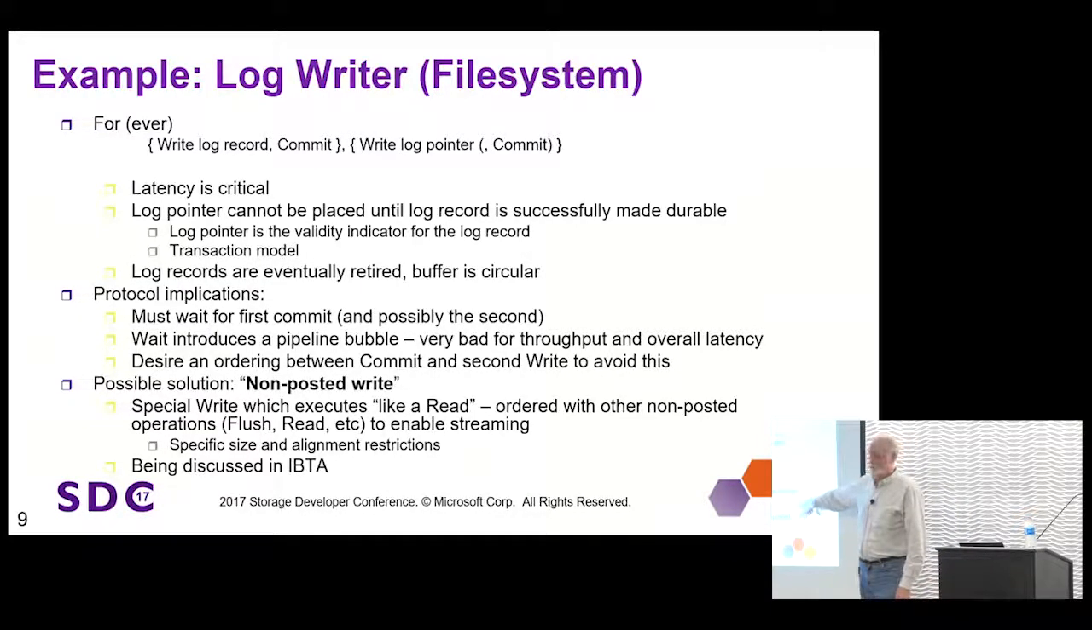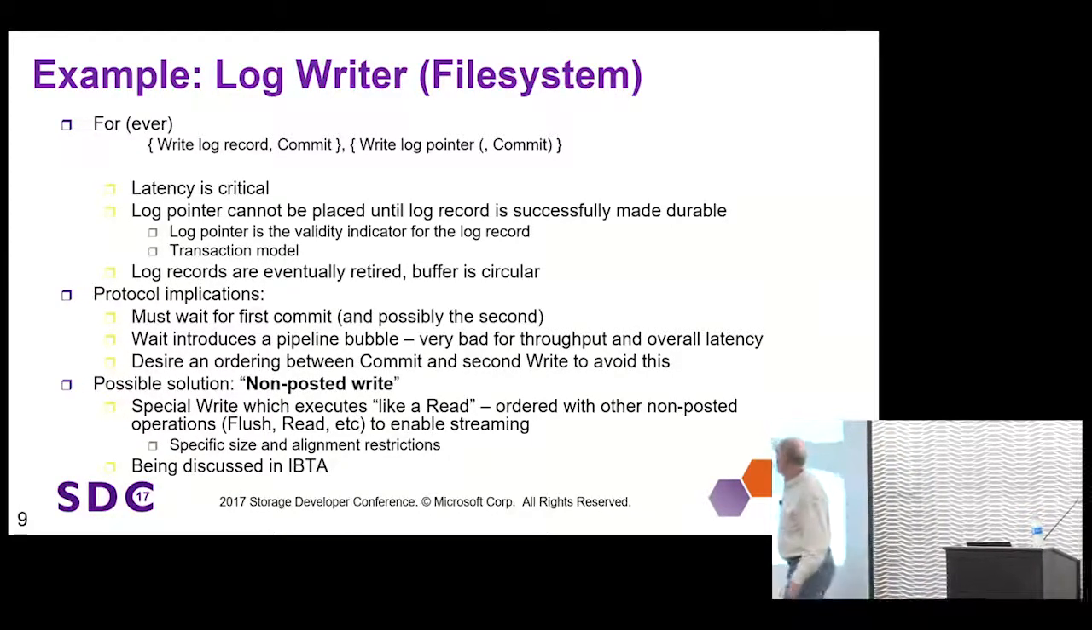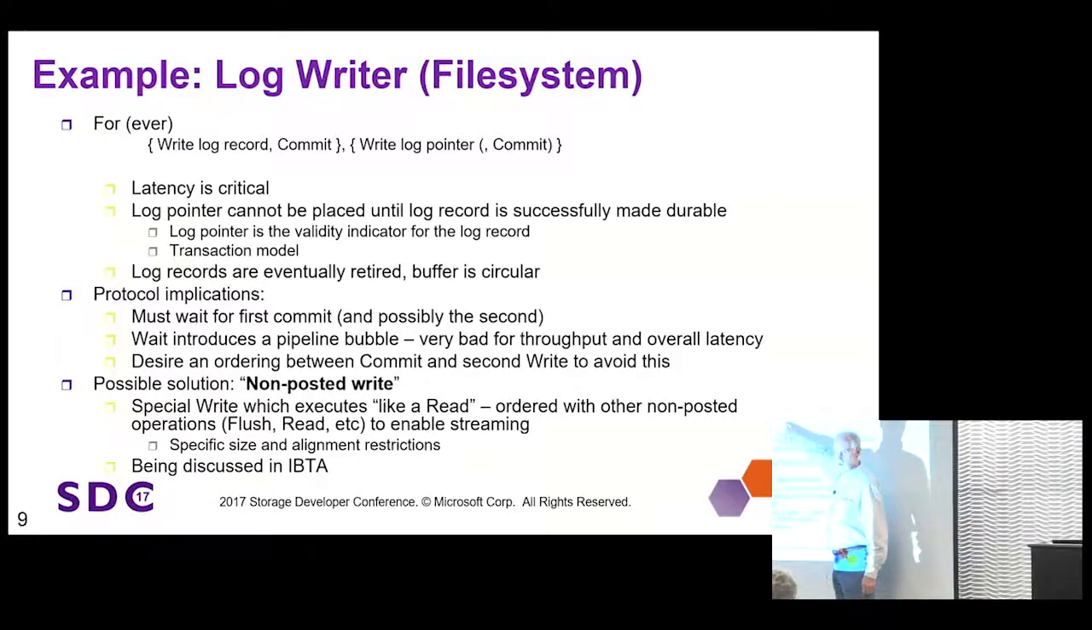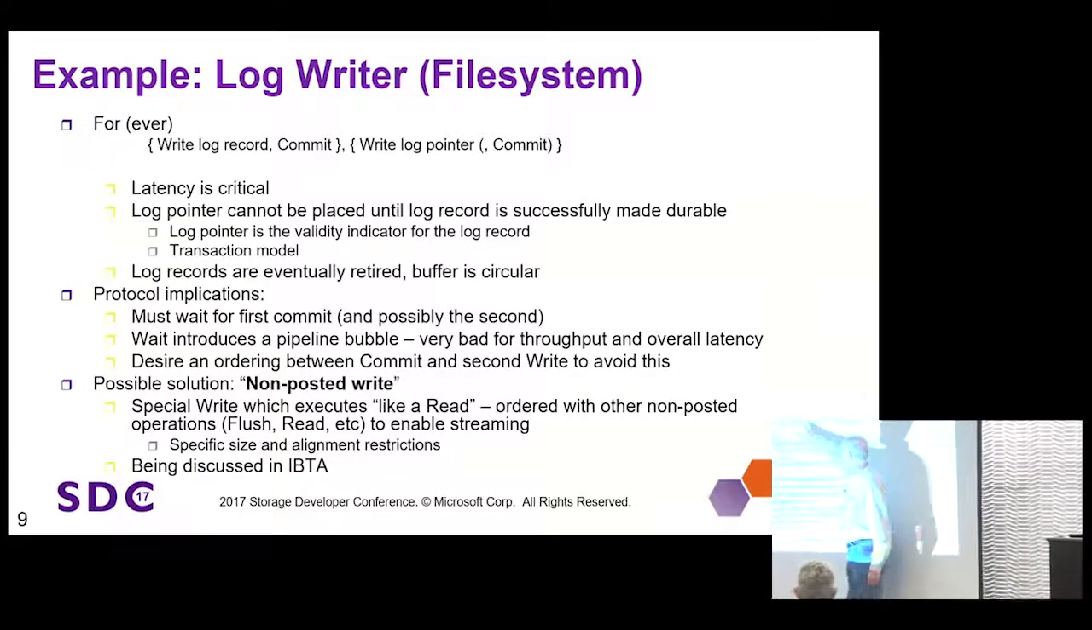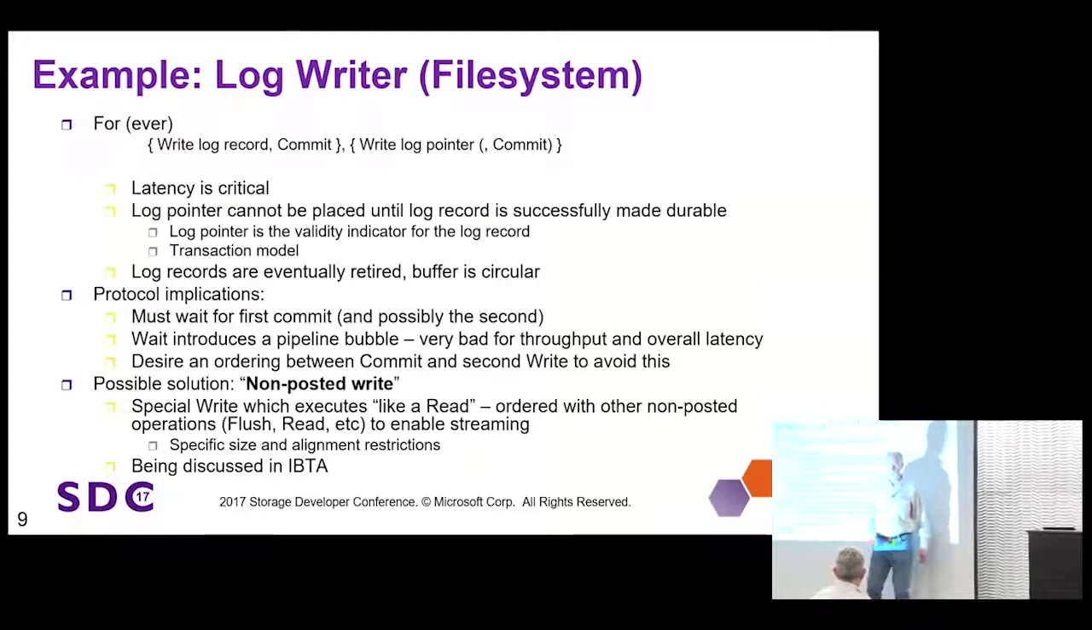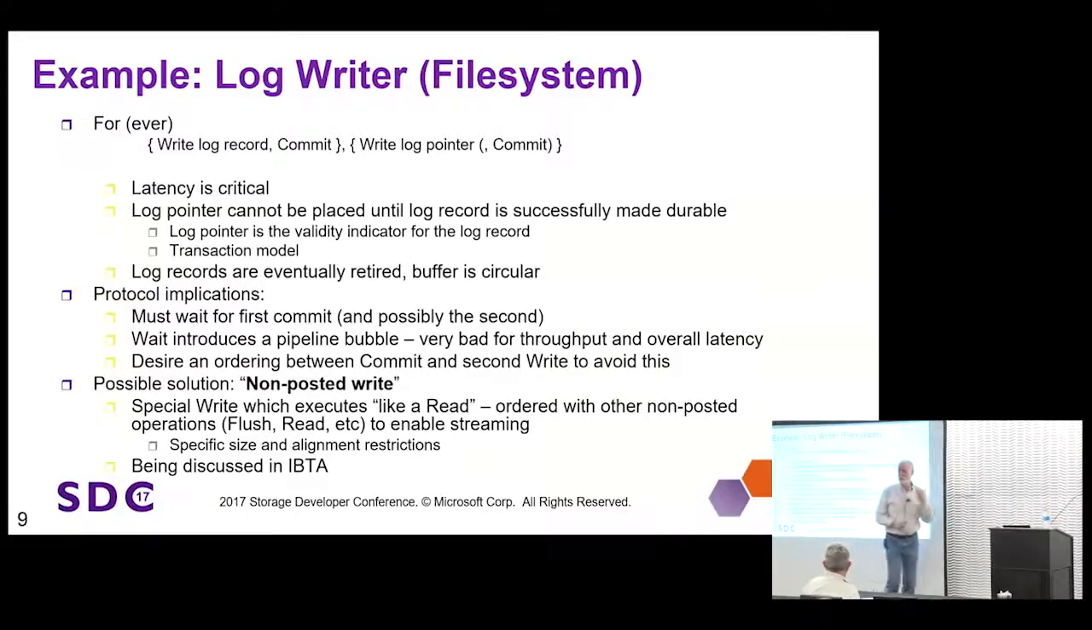The possible solution, which is what we've been talking about in the IBTA, is this thing called the non-posted write. And basically, this guy would be the non-posted write, the log pointer write. And that non-posted behavior would make him wait for the commit. If the commit failed, that second write would never occur because it's ordered. If the commit succeeded, that second write would occur only after the commit. And so that gives us exactly the semantic that a log writer needs.